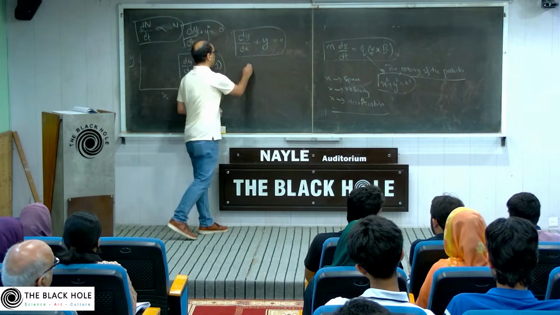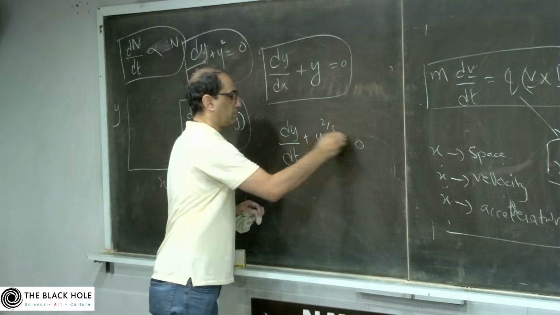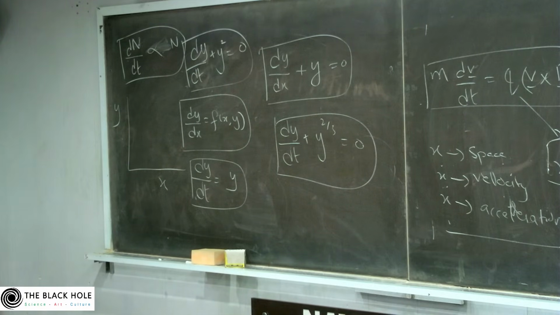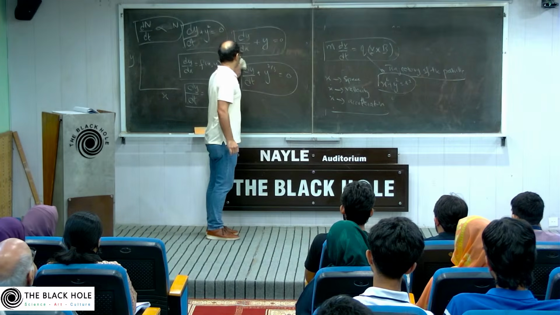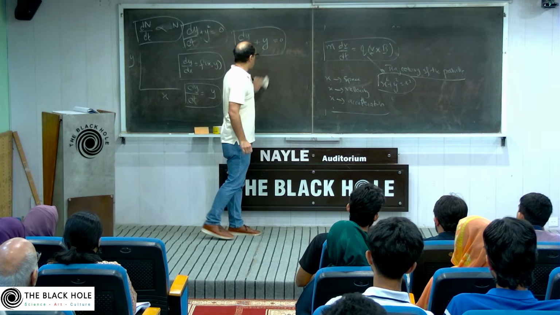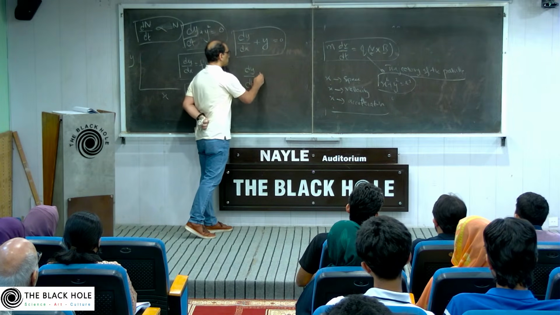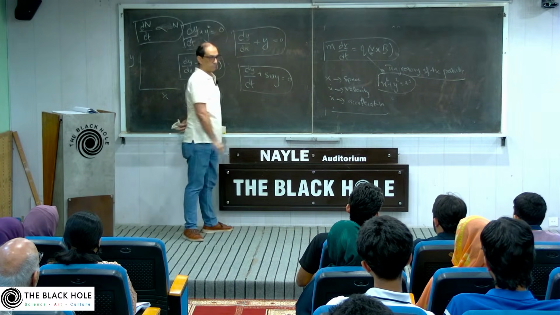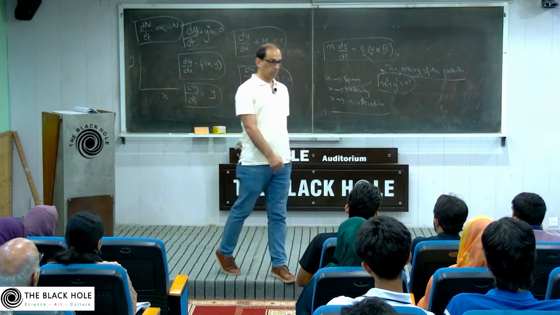So what if I write this? Good. So now you understand this. Anything other than 1 is nonlinear in the dependent variable, right? Good. And what about this one? Ahmed? Non-linear. How do you know this?